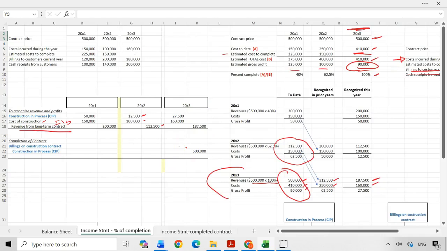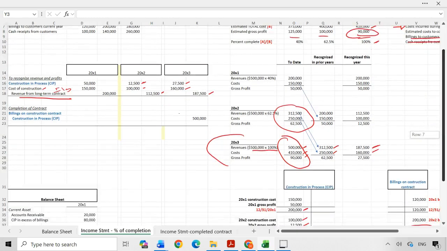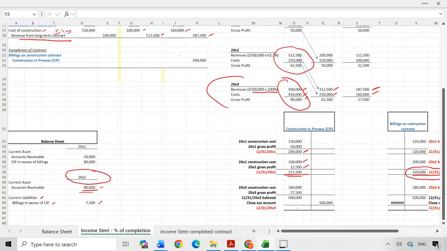I'm going to credit my revenue from long-term contracts for $187,500, debit my cost of construction for $160,000, and I'm going to debit my construction in process for $27,500. Let's go down to my T account and see what I'm going to record. Here's my construction in process. My $160,000 was the cost I've incurred in the current year, which I recorded in the balance sheet video. And then my current year, my 20x3 gross profit, of a debit of $27,500.